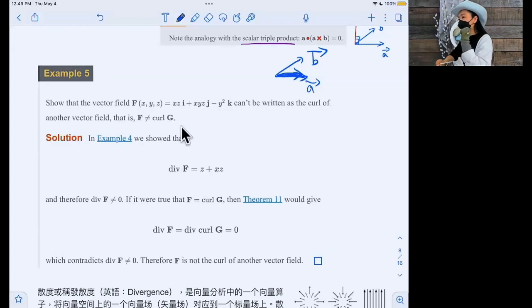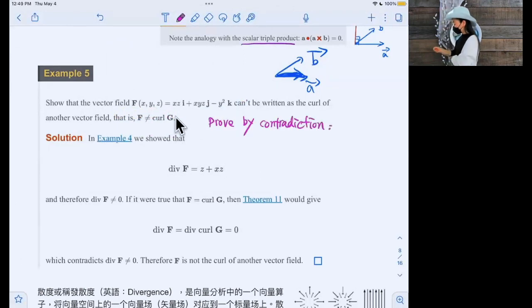A lot of the time when it is hard to prove something directly, you can try to prove the contrapositive of it, okay? So we can try to assume that F can be written as the curl of another vector field, okay? So this is my proof by contradiction. Remember, if you say if A then B, then the contrapositive is if not B, then not A.